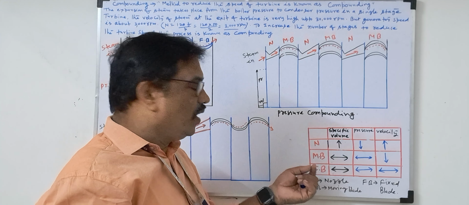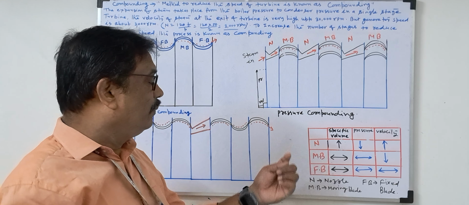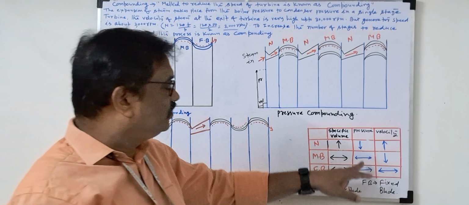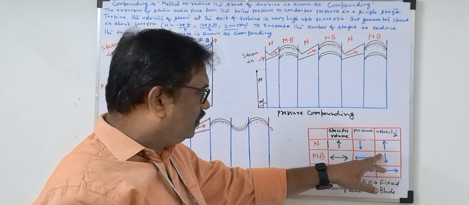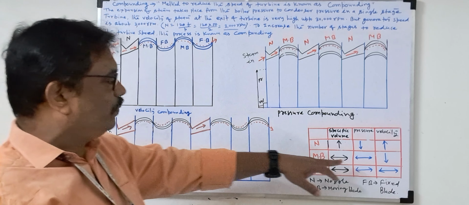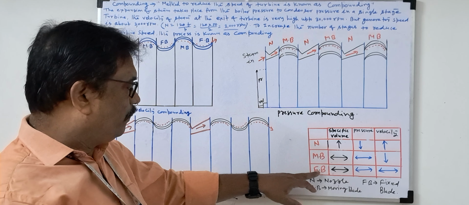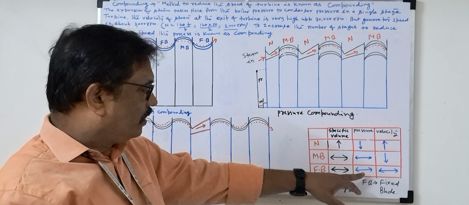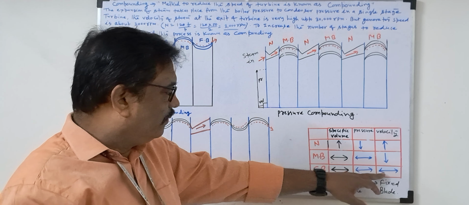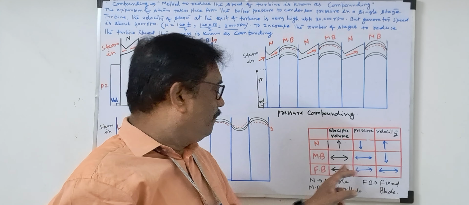What is the function of the moving blade? MB, moving blade, I wrote here. In the moving blade, the pressure remains the same and the velocity will reduce. And this is called the fixed blade, FB. In the fixed blade, pressure and velocity both remain the same.